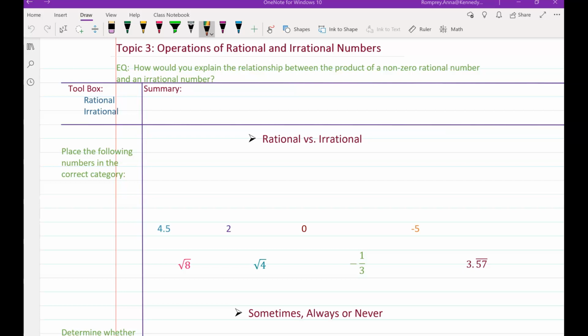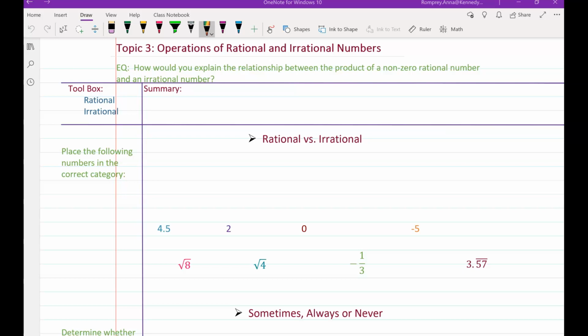So first we need to go through a review of rational versus irrational. What's the difference? Now remember, rational and irrational numbers make up our real number system. So when we're looking at operations, we want to know: if I perform an operation, i.e. addition, subtraction, multiplication, division, what is the outcome going to be? Is that number going to be rational, irrational? Can it be both? So first, let's review rational and irrational numbers.